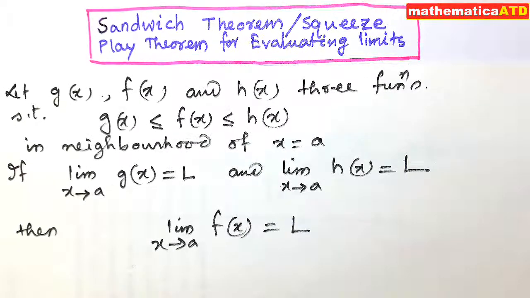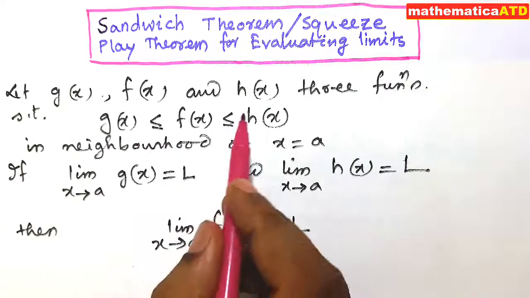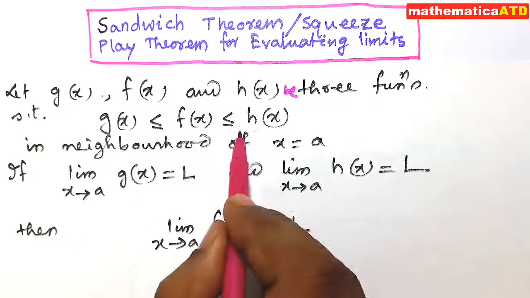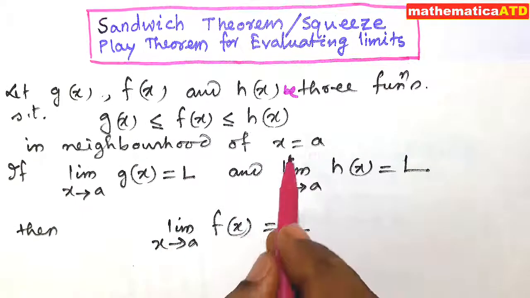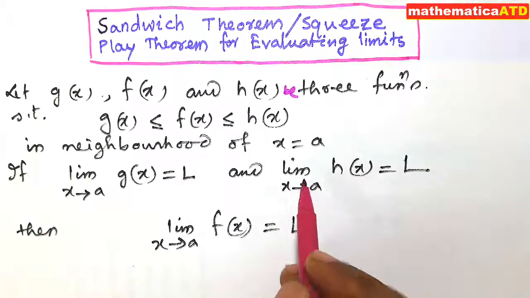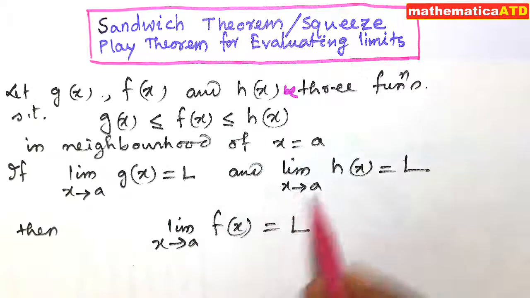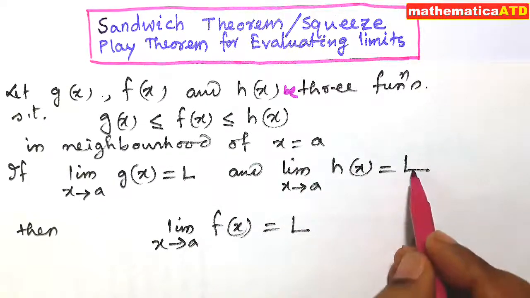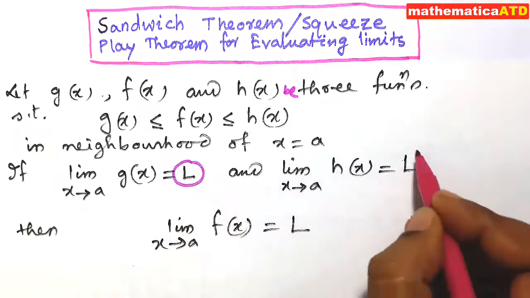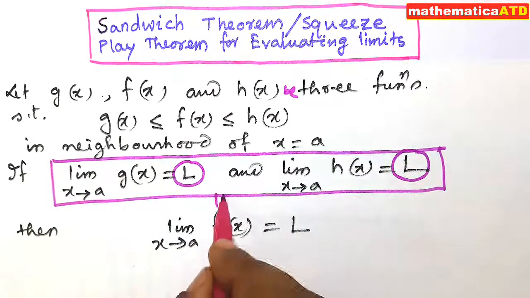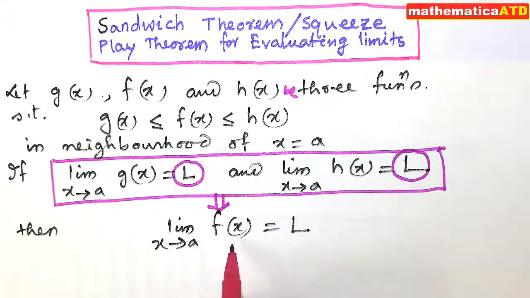Again I state this. Let g(x), f(x) and h(x) be three functions such that g(x) is less than or equal to f(x), less than or equal to h(x) in the neighborhood of x equal to a, where a is a point in the domain. If we have been given that the limit as x tends to a of g(x) is equal to L and the limit as x tends to a of h(x) is equal to L, that is the same limiting value, then combined, both of them imply that the limit as x tends to a of f(x) is equal to L. This is known as the Squeeze Play Theorem or Sandwich Theorem.